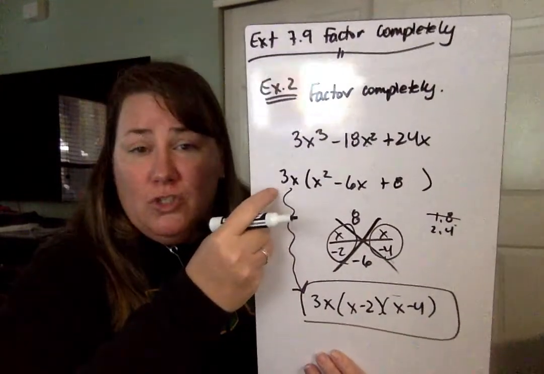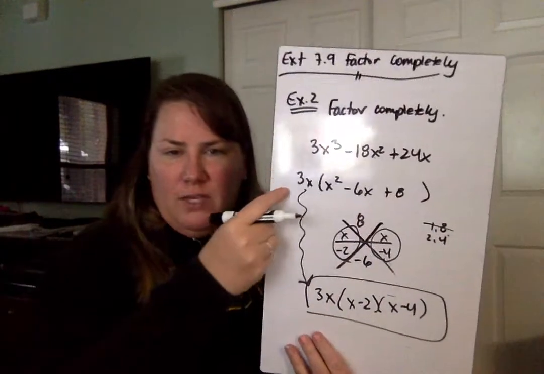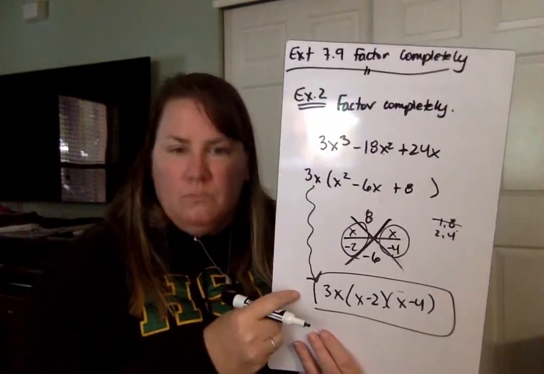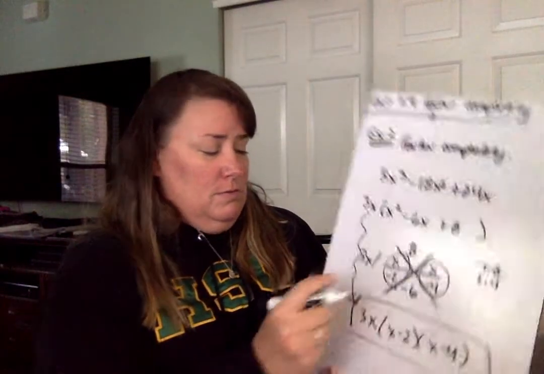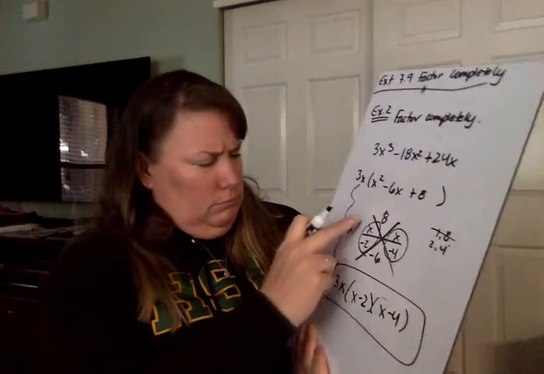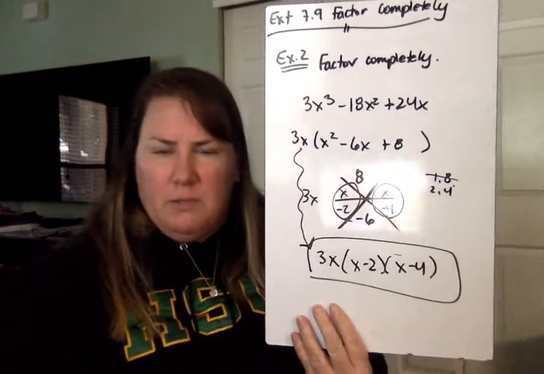And also, don't forget your GCMF. That is probably the most common mistake that kids make, is they'll forget to bring this guy down. Okay? Most of the time, I would actually write it here. I'll write it out in front of my Ninja Star just to remind me so I don't forget it.